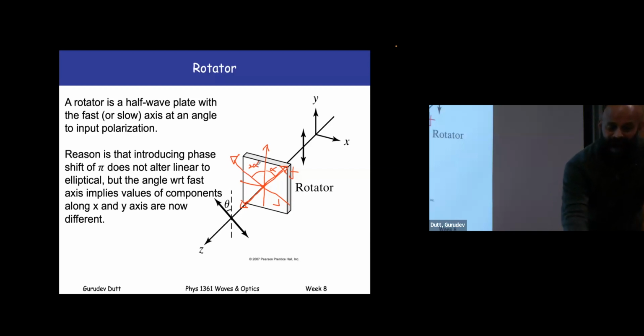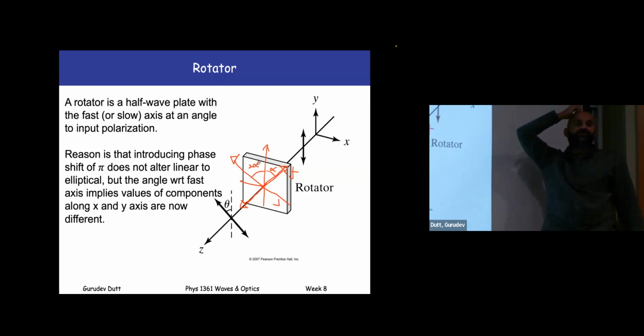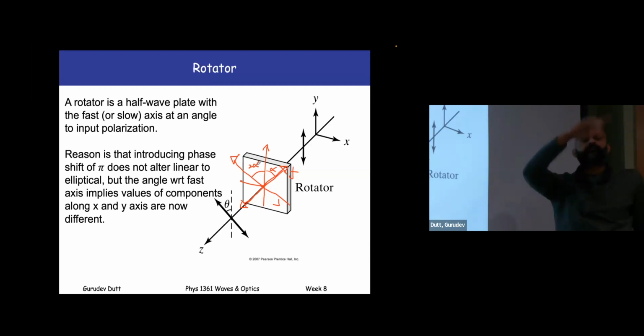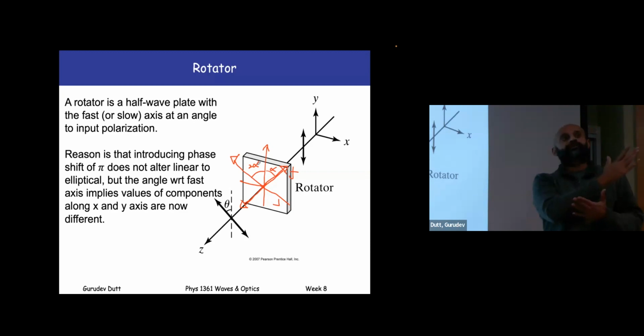So if I start with the original vertical polarized light, if I start with the axis at 22.5 degrees, it will rotate it by 45 degrees. So initial X polarized light will turn into 45 degree polarized. Or if I want to go from X to Y polarized, I'll take the angle of the half wave plate at 45 degrees.